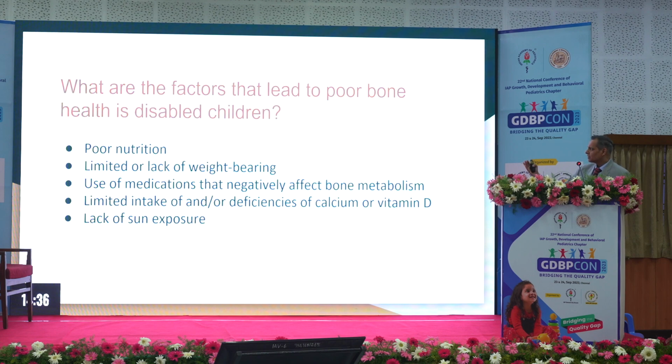So as I mentioned earlier, what are the factors which are specifically happening in disabled children? So they have poor nutrition. As you know, children with cerebral palsy, children with muscle disorder have problems swallowing, they have problems chewing, they have reflux. So together, this leads to very poor nutrition. They have very limited or complete lack of weight bearing. Most of the children cannot stand.